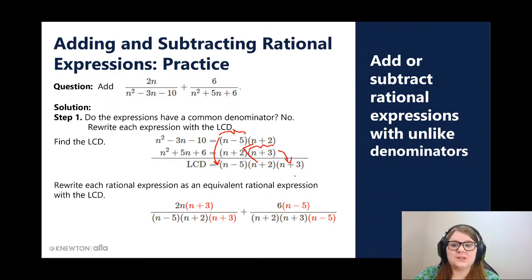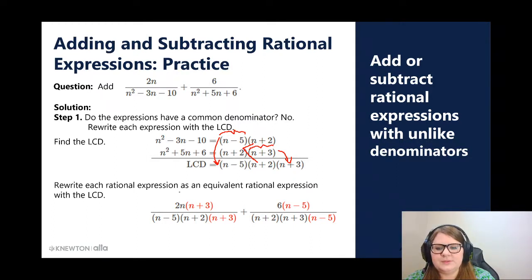So our first fraction's denominator had n minus 5 and n plus 2, but it didn't have n plus 3. So we're going to multiply n plus 3 on top and bottom. The second fraction, when it was factored, became n plus 2 times n plus 3, which means that it was missing the n minus 5. So we multiply that on top and bottom.